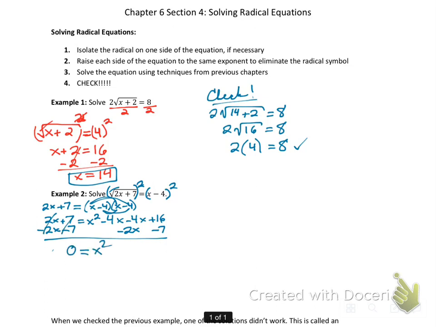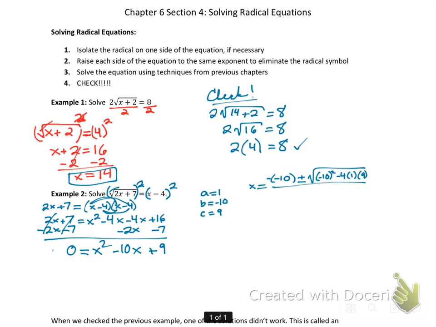0 equals x squared, negative 4x and negative 2x make negative 6x... 0 equals x squared minus 10x, and 16 minus 7 is 9. So now we go over and work the quadratic formula out, where a is 1, b is negative 10, and c is 9. Now I've used the quadratic formula in these videos before, so I'm not going to go into super detail about how I used it, but you can watch while I do it. I'm filling the numbers into the quadratic formula.